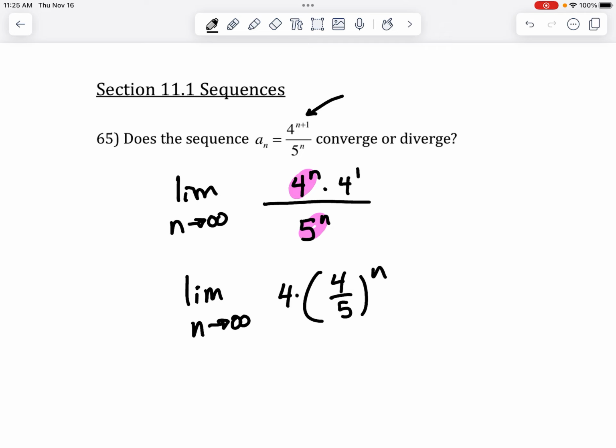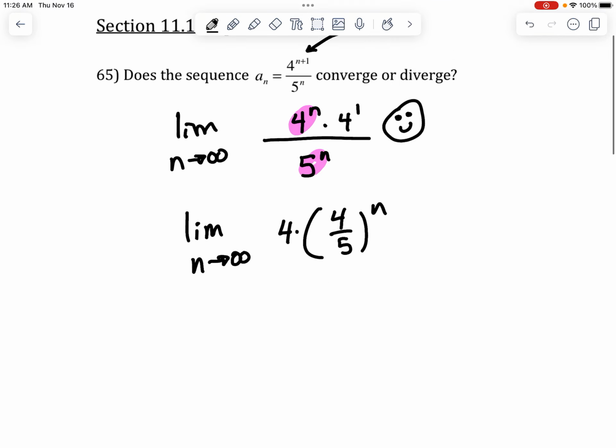So there's two ways that you could do this. If you go back to this step, you could do L'Hopital's rule: take the derivative on the top, take the derivative on the bottom. Or you could do it the way that I did with the algebra, and now that we have 4 in front, so that's the a, and then this is basically r to the n, so that's a geometric sequence.